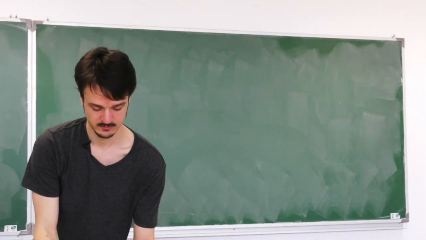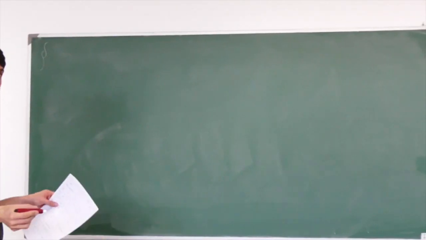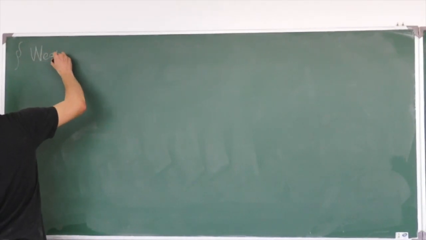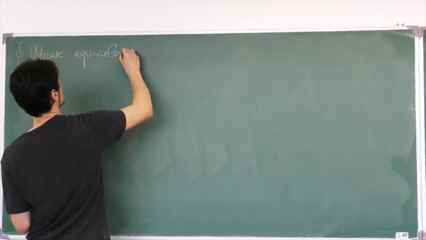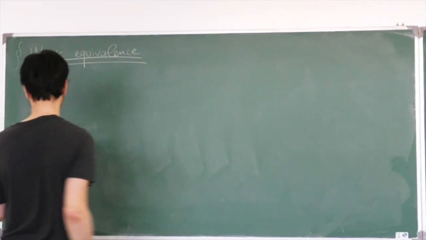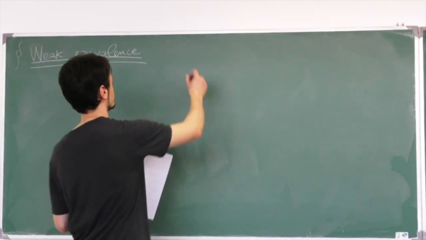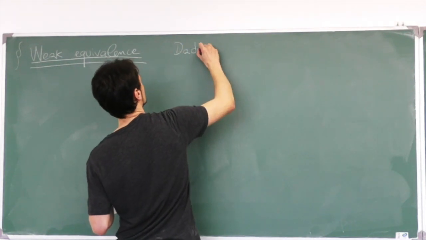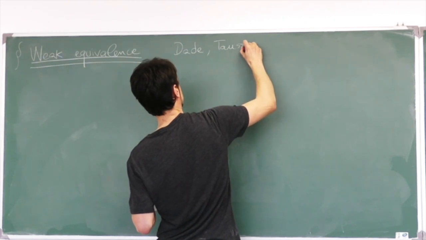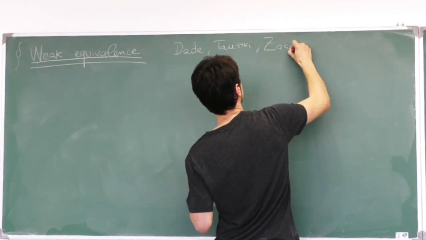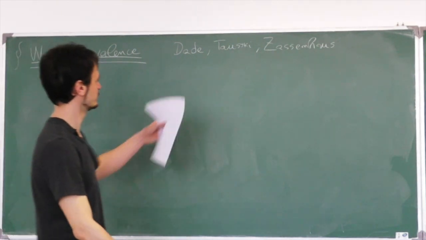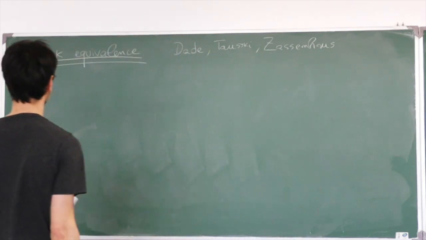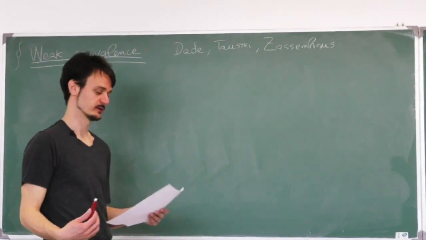So we defined and studied and said properties about ideal classes. And now we're going to talk about a related but slightly different notion, which is called weak equivalence. Let me just say it before I forget that this notion was originally introduced by Dade, Taussky, and Zassenhaus in the 60s. There is a paper from the three of them where they talk about this weak equivalence, and what I'm going to say later builds heavily on that paper.